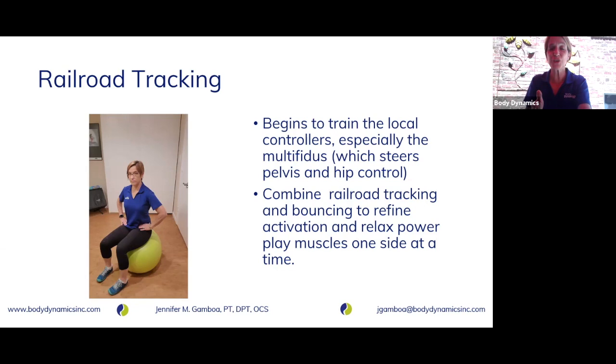So what you see me doing here is the railroad tracking to get started, and then you'll see me hold the railroad track in one direction, so the telescope with my right and the retraction with my left, and spiral into that retracted leg and bounce there. And the reason we do that is that it actually refines the activation. So now we're getting some subtlety in, because I don't want to just activate this way. I actually have to activate in rotation, both to the right and to the left. And it also helps me relax those power play muscles one side at a time.